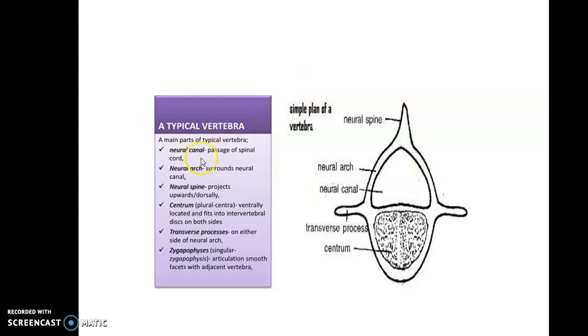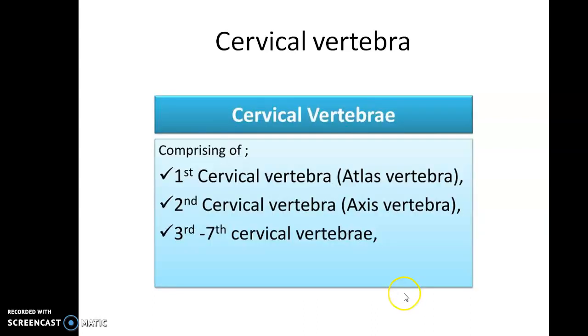Here the different functions of the parts are given. Neural canal helps in the passage of the spinal cord. Neural arch surrounds the neural canal. Neural spine projects dorsally. It helps in attachment to the muscle. Centrum is ventrally located and fits into the intervertebral disc on both sides. The cartilage intervertebral disc helps as a shock absorber. Transverse processes are seen on either side, which helps in attachment to muscles. Zygapophysis is for articulation with the adjacent vertebrae.